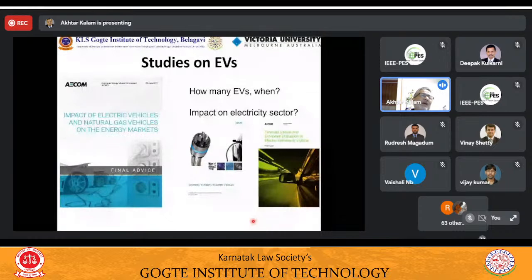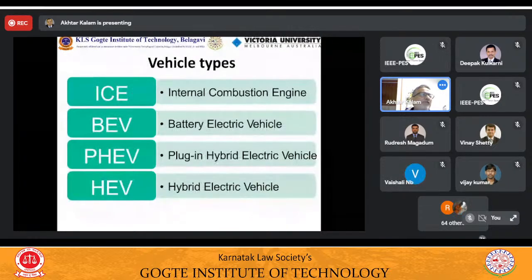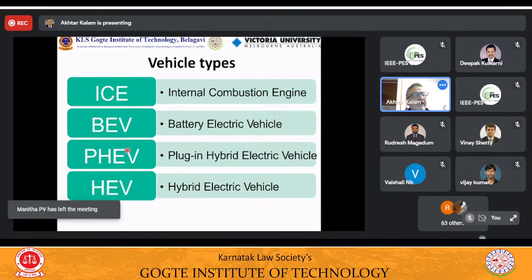Then the types of vehicle. I want to emphasize four types. One is what I call ICE, the conventional vehicle I was talking about, which is the internal combustion engine. Then the BEV, which is the battery electric vehicle, the third is the PHEV, which is the plug-in hybrid electric vehicle, and the hybrid electric vehicle. So these are the four types of vehicle that we'll be talking about.